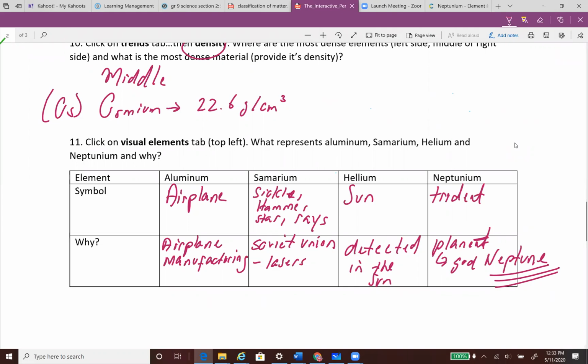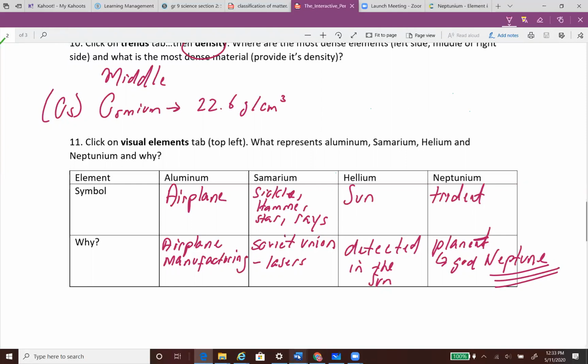Okay, so this is the answer key for the interactive periodic table. I will post this after the lesson, so that way, if you didn't get a chance to do it or follow along, that's fine. Don't worry. I will post this so you can go through it if you have any questions. Okay. Any questions at this point?